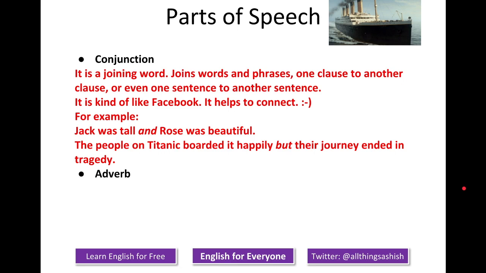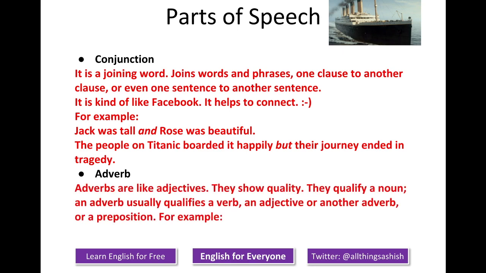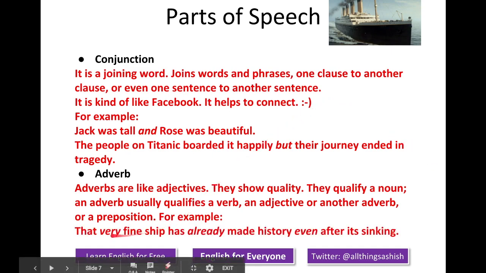Okay, adverb. So what's an adverb? And what are the examples that you can give for this part of speech? Well, adverbs are like adjectives. They show quality. They qualify a noun. An adverb usually qualifies a verb, an adjective, or another adverb, or a preposition. For example, that very fine ship has already made history even after its sinking.